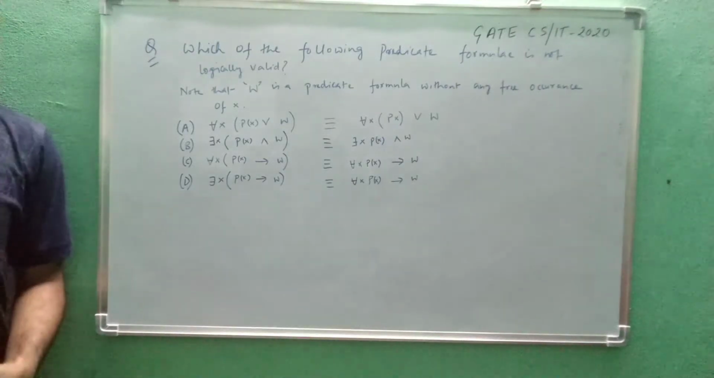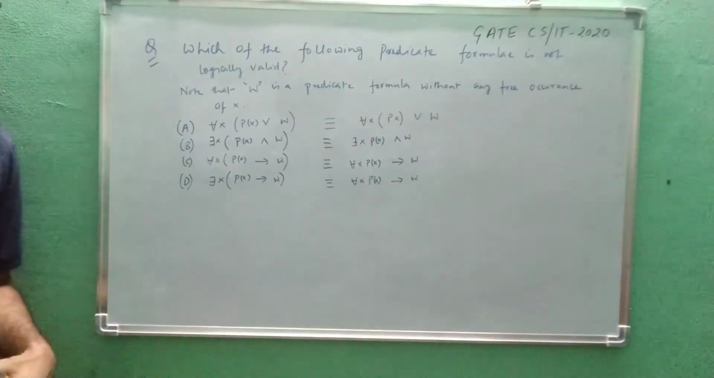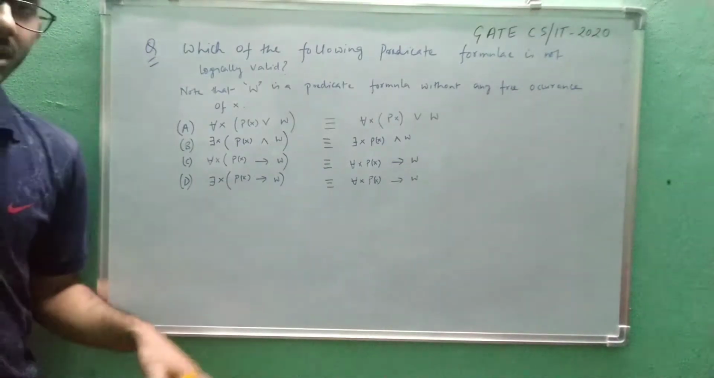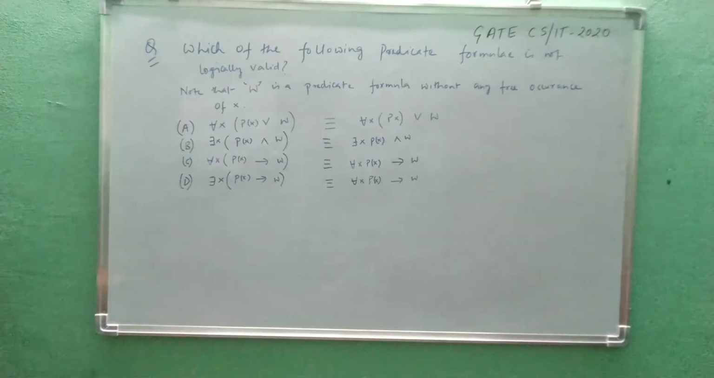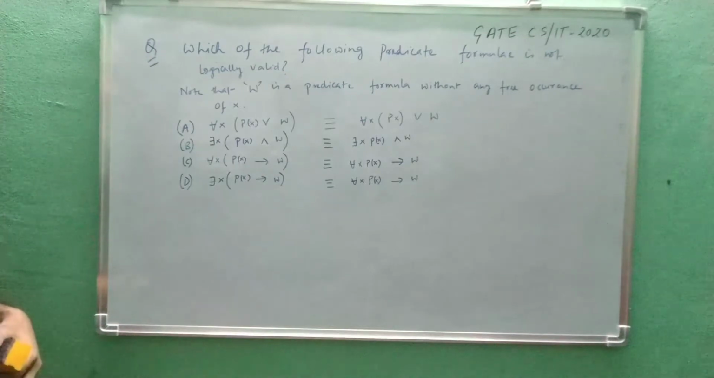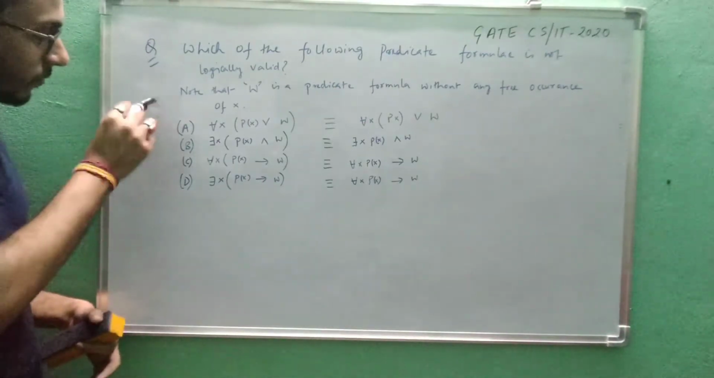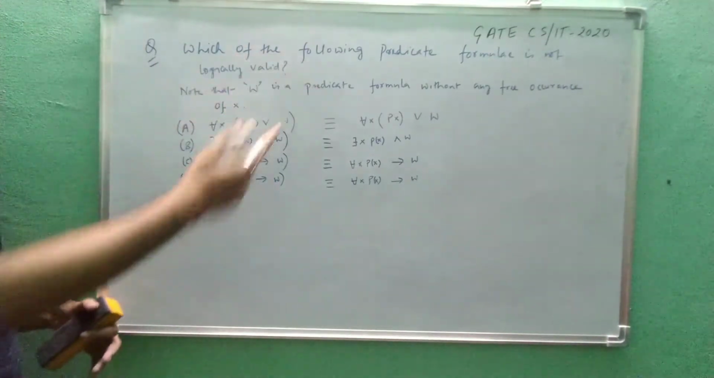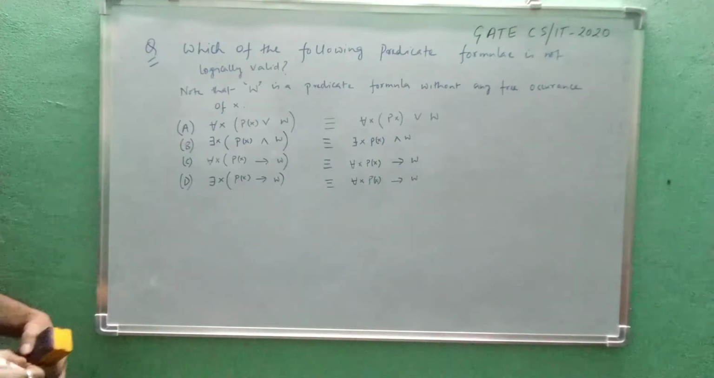This is one of the GATE previous year questions, and today's topic is discrete mathematics. The problem here is from the topic propositions and predicate logic. The question says: which of the following predicate formulas is not logically valid? Note that you have been given four formulas in the options, and you have to cross-check whether the left hand side is equal to the right hand side or not, and tell which option is correct. And a fact is given.